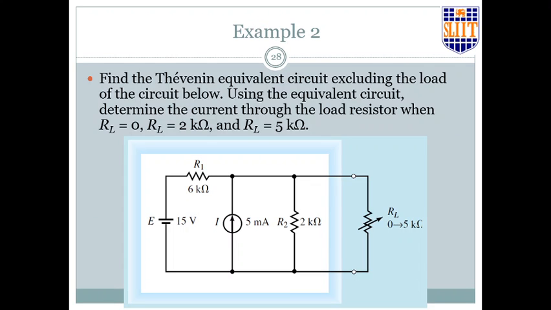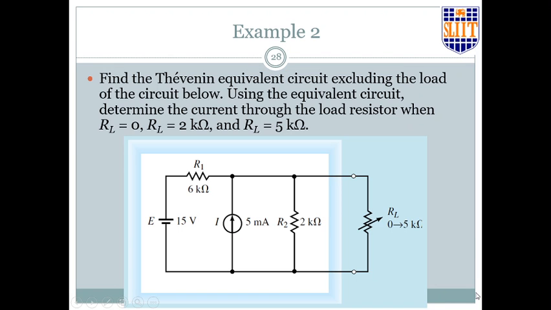The second example, okay, let's take this one. Find the Thevenin equivalent circuit excluding the load of the circuit below. Using the equivalent circuit, determine the current through the load resistor when RL equal to 0, RL equal to 2 kilo ohms, and then RL equal to 5 kilo ohms. Now you can see this is a situation where you need to perform the calculations 3 times if you were using the superposition theorem.